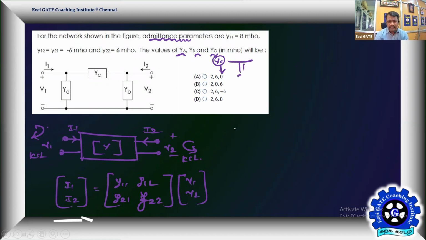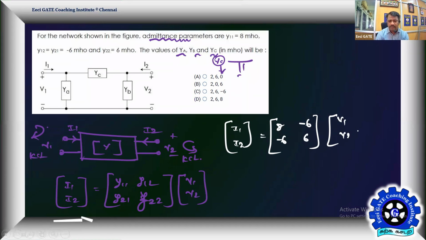So then I can write I1, I2 equal to, what's your matrix? The matrix Y11 is 8 ohms. It's 8 mho only, so that's a conductance. Let me take only the numbers: 8, -6, and -6. Then Y22 will be +6. That's what is given. Then the voltages V1 and V2 we have.